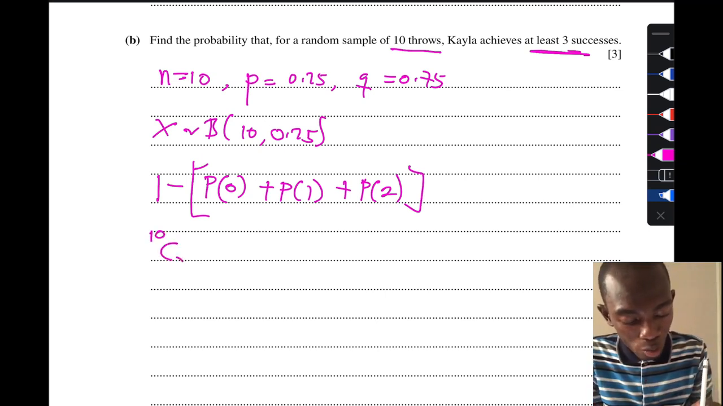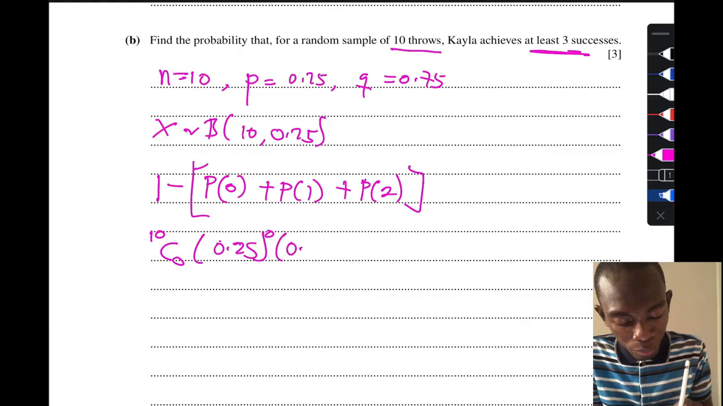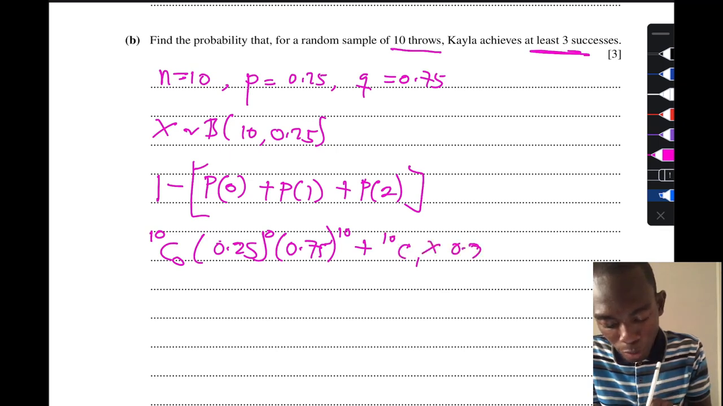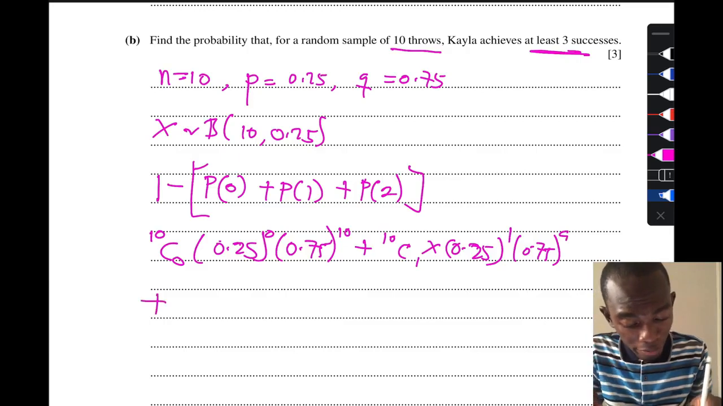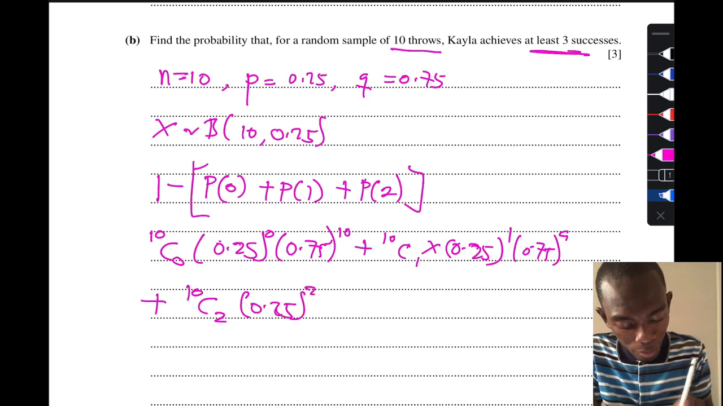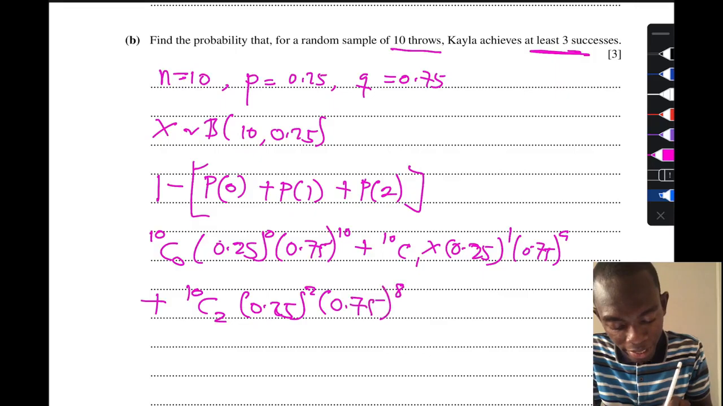Okay. All right. So let me work on the 0, 1, 2, and then add them up, and I'll be good to go. So that's 10 combination 0, the first one. Probability of success 0.25 to the power 0, 0.75 to the power 10, plus 10 combination 1, success 0.25 to the power 1, failure 0.75 to the power 9. Okay, yeah, the difference. Then I have 10 combination 2, 0.25 to the second power, and then 0.75 to the 8th power.